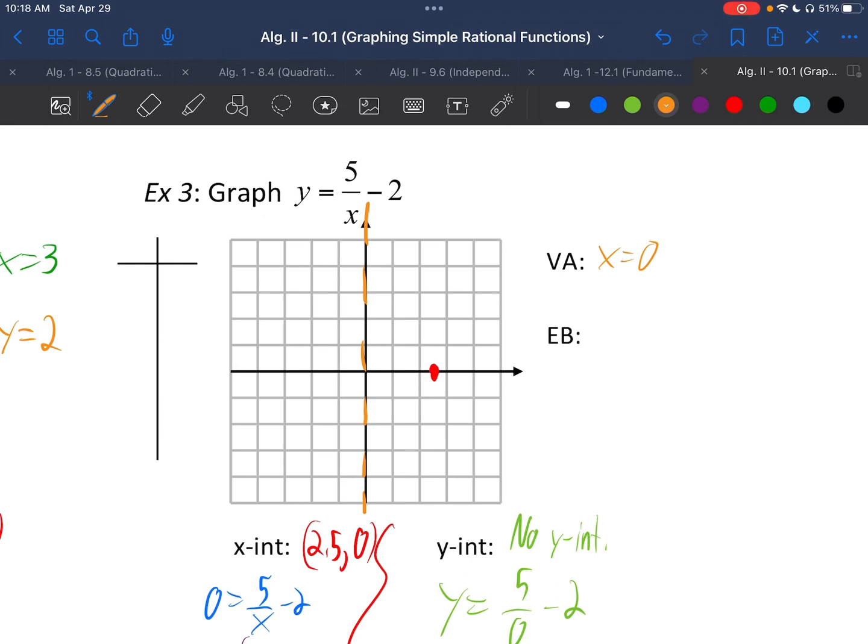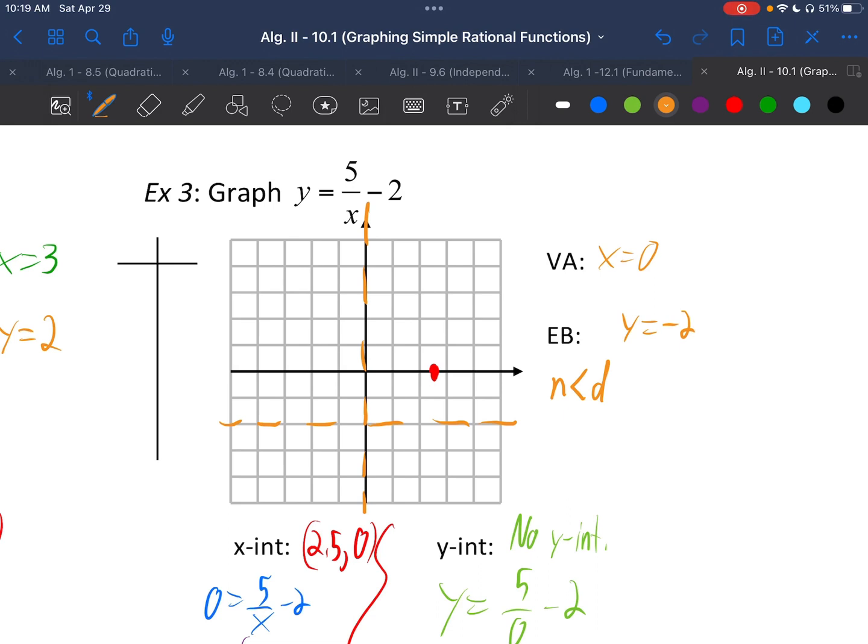And the end behavior, we end up comparing the degree of the numerator to the degree of the denominator. The numerator has a degree of 0, which is less than that of the denominator's degree of 1, because this has an x to the first. When this happens, then we have the horizontal asymptote at y equals 0, plus whatever translation we have, which is minus 2. Now I'm going to go ahead and plot that horizontal asymptote at y equals negative 2. So now we know the graph will never touch these lines, but we'll get close to them.